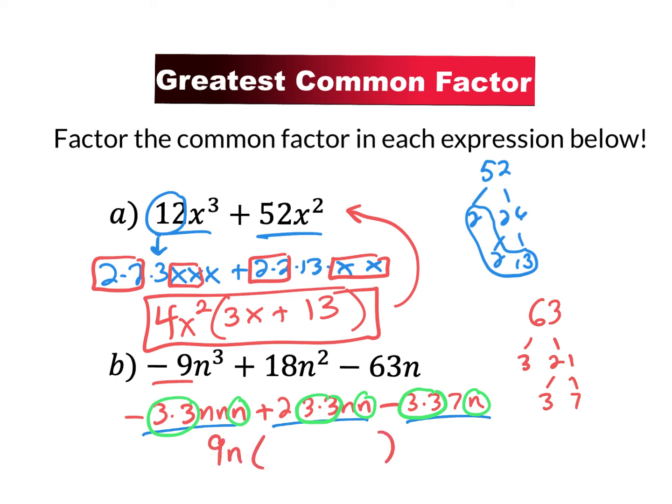And then what you're left with in the parentheses is what you didn't circle. I didn't circle the negative. I didn't circle those 2 n's, making it n squared in the first term. I didn't circle the plus sign or the 2 and the n in the next term. And then in the last term, I didn't circle the minus and the 7.